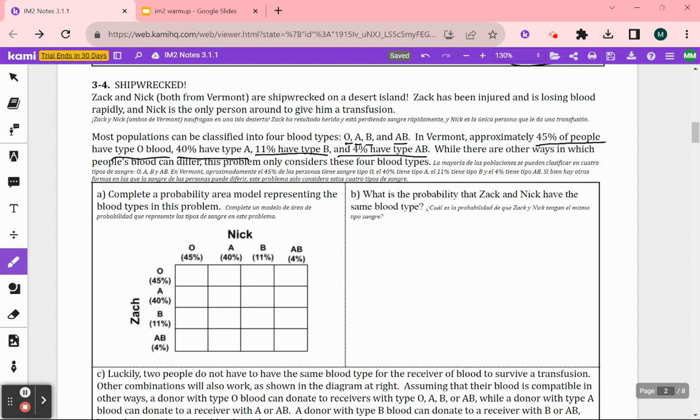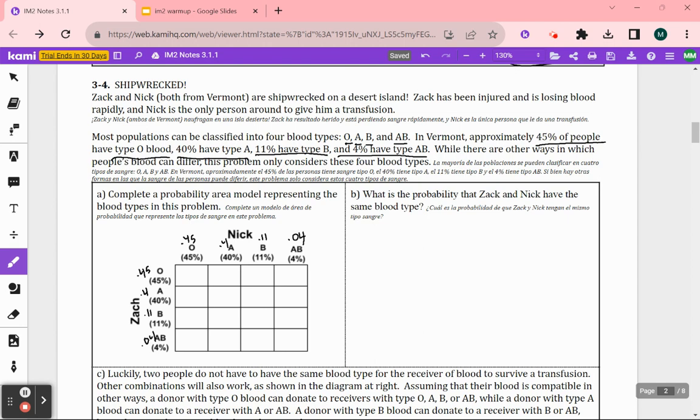What are other ways in which people's blood can differ? There are other ways, but this problem only considers these 4 blood types. So first we have to complete the area model. And if we're trying to multiply percents, we need to use the decimal version. So this is going to be 0.45, this is 0.4, this is 0.11, this is 0.04. Similarly, 0.45, 0.4, 0.11, 0.04. Now to find all of these, you perform multiplication.